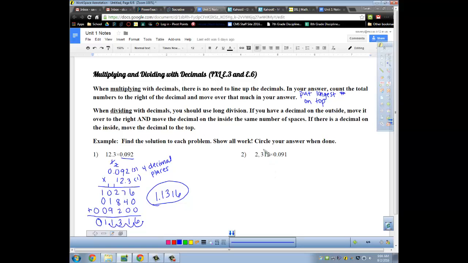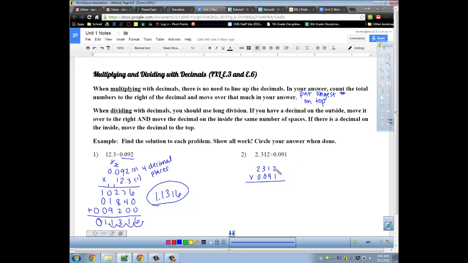Okay, number 2, doing the same thing. Both of these have the same amount of digits, so it doesn't matter what order you put it in. This has a comma to say that it's in the thousands, but when I go to work it out, I don't want to use that comma in my work because I don't want it to look like a decimal. So I'm going to put 2, 3, 1, 2 on top and 0.091 on bottom.